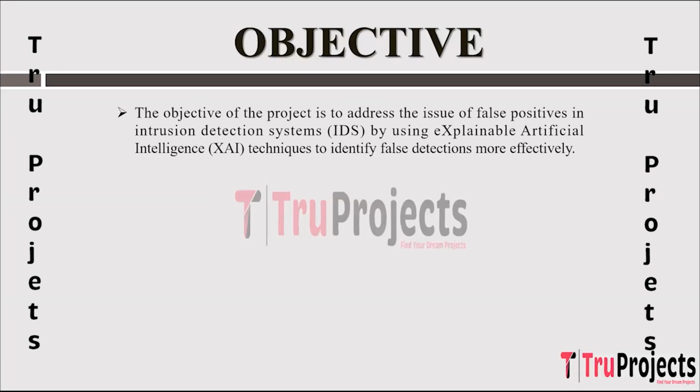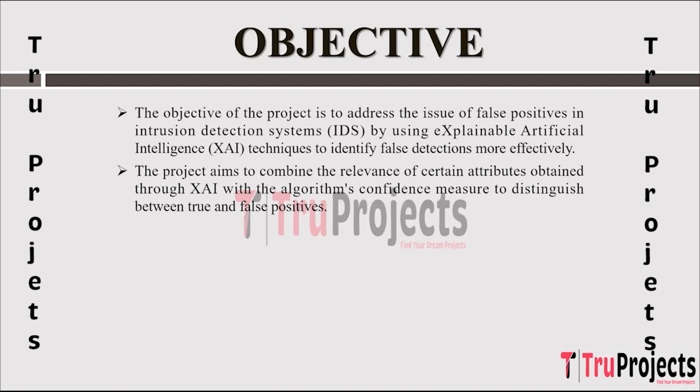Objective of the project: the project's primary goal is to tackle false positives in intrusion detection systems (IDS) by leveraging explainable artificial intelligence techniques. These techniques aim to enhance the system's capability to effectively identify and address false detections. The project aims to merge insights gained from XAI, specifically the relevance of certain attributes, with the algorithm's confidence measure. This combination is intended to create a more nuanced distinction between true and false positives within the IDS.